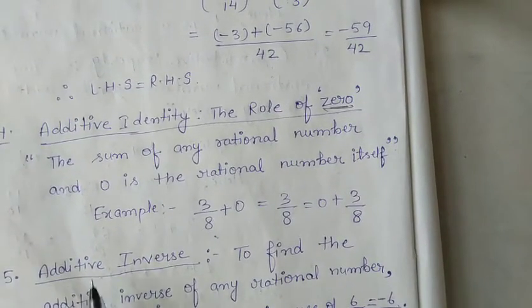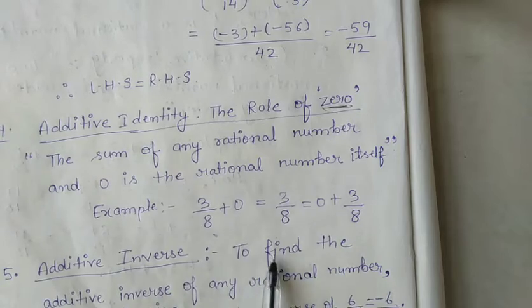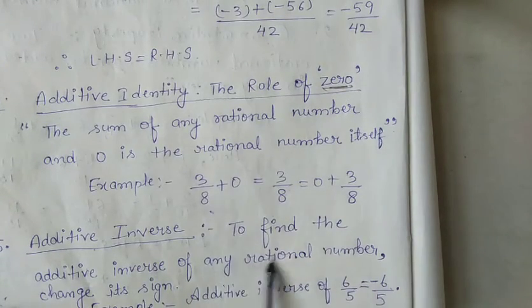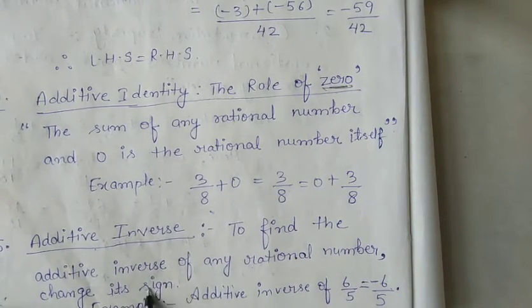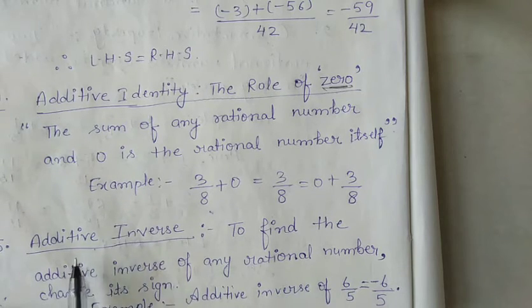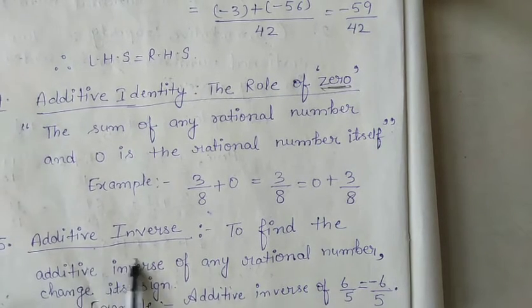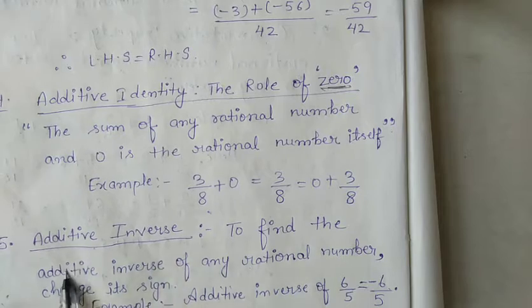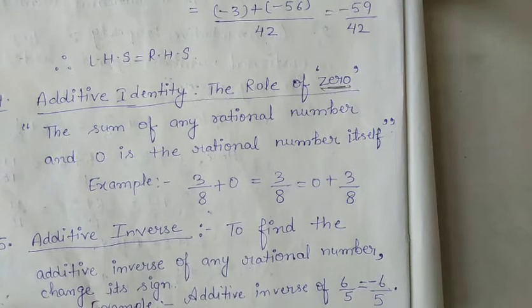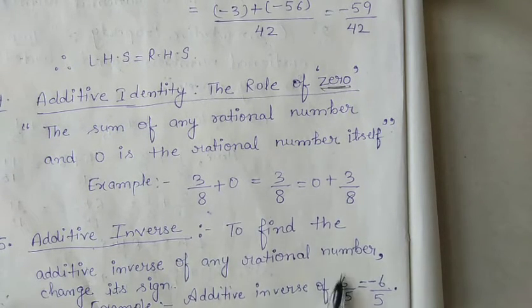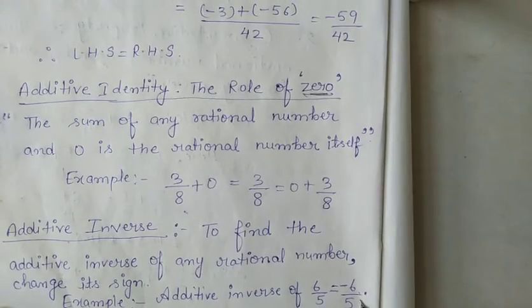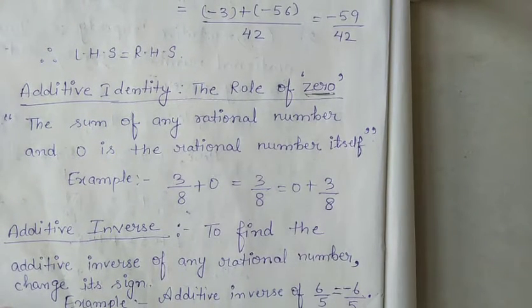Now our fifth property is additive inverse. To find the additive inverse of any rational number, change its sign. In this property we have to change only the sign. It means the additive inverse of 6 by 5 is minus 6 by 5. I repeat, the additive inverse of 6 by 5 is minus 6 by 5. This is our fifth property.